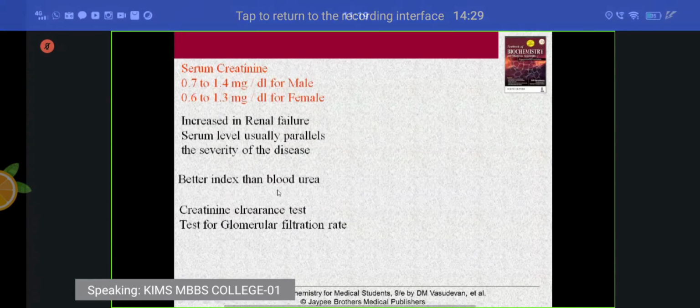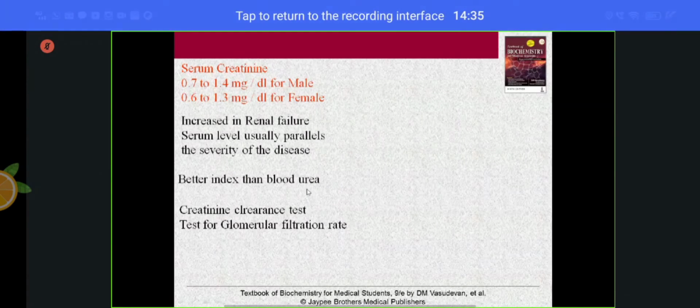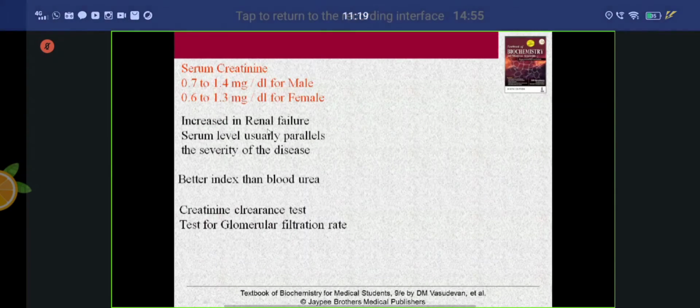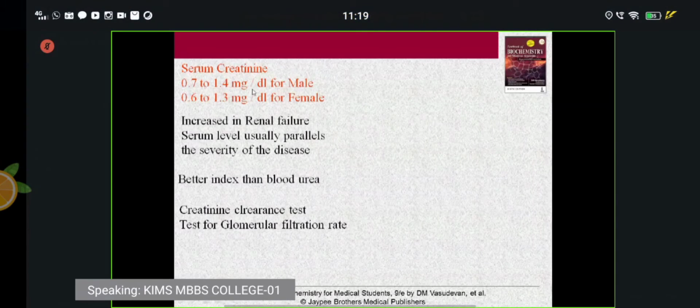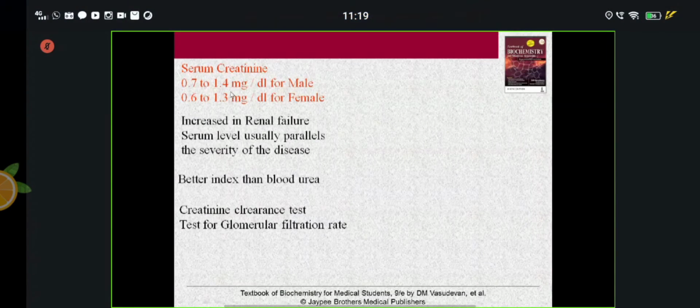So it's definitely a better indicator than blood urea. Blood urea gives an index, but creatinine is considered a much better index for estimating renal failure. The point to remember is that even one kidney is enough for us to maintain normal physiology. Only when 50% of the kidney stops functioning do the values increase. If the values are increasing, 1.5, 1.6, 1.7, it indicates that one of the kidneys is not working normally.